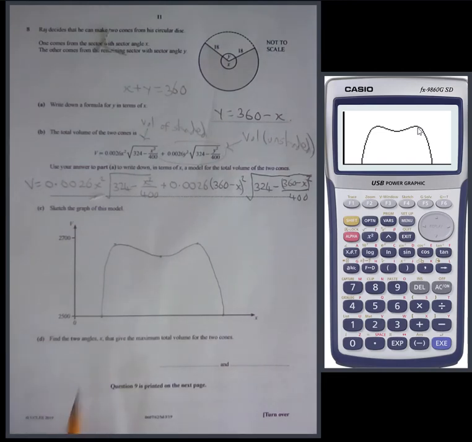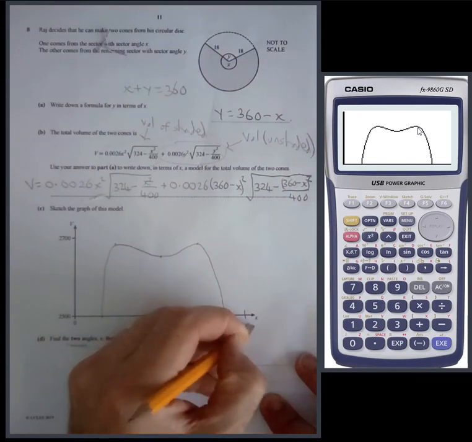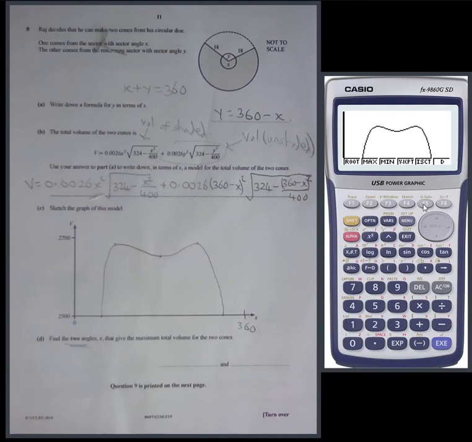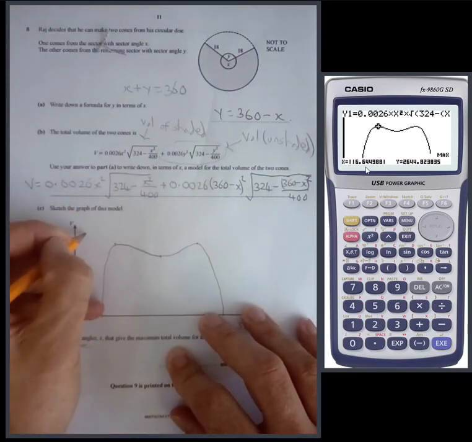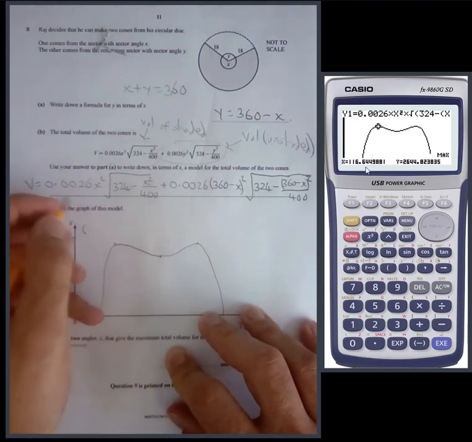Find the two angles that give the maximum total volume for these two cones. Remember, angle is x. I might just write that I went up to 360 again, just to show some communication. So I'm looking for maximums. Shift G, solve max. So the first one is 116.644. I will put these in again. So I'm just going to, because I'm going to write two of them, I think I will round this time. So 116.6.